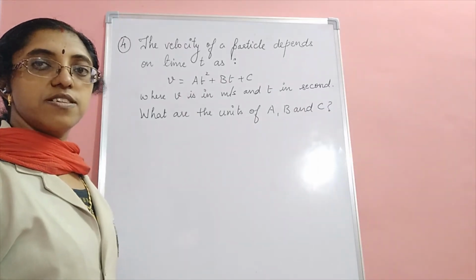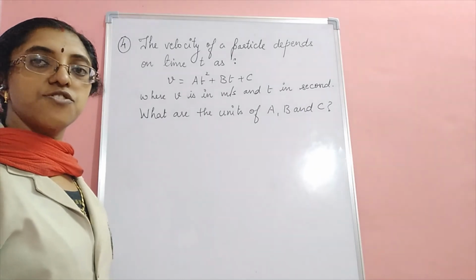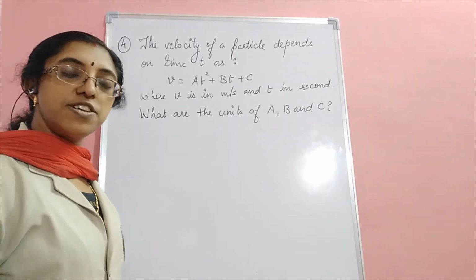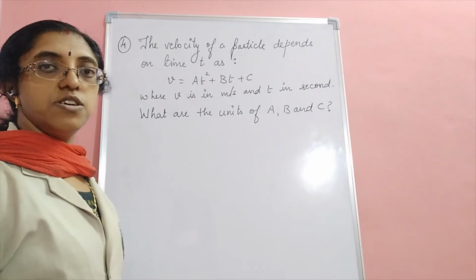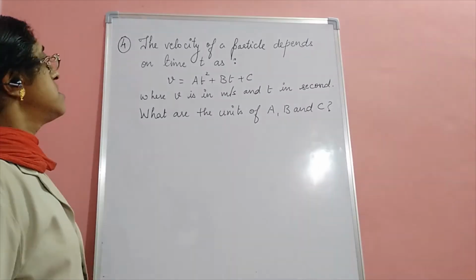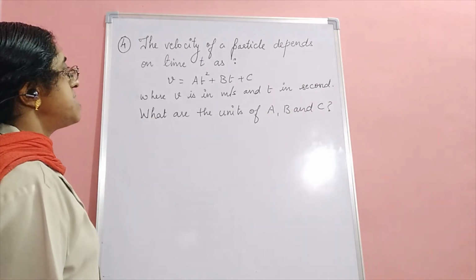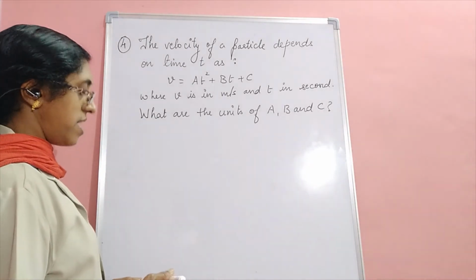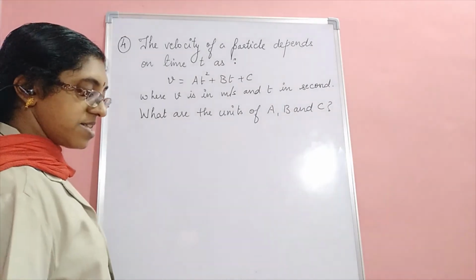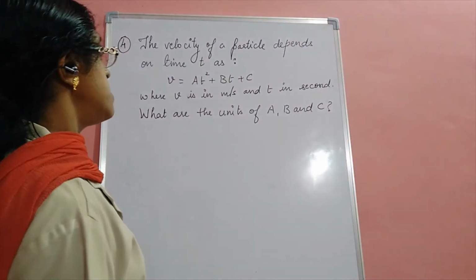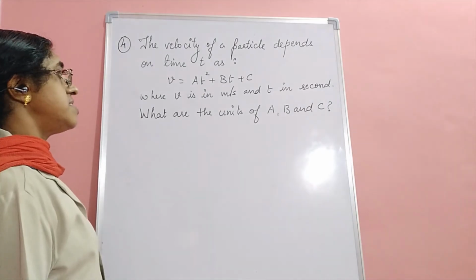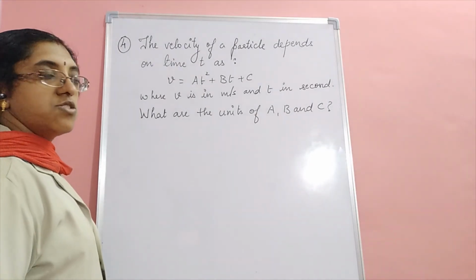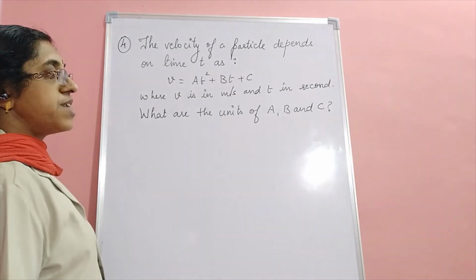The fourth question that we are going to solve is not related to errors, but it's related to the topic that we have already studied in the beginning of the chapter. Here comes the question. The velocity of a particle depends on time t as v equals a t square plus b t plus c, where v is in meter per second and t in second. What are the units of a, b and c? So children, you are supposed to find the unit of a, b and c.